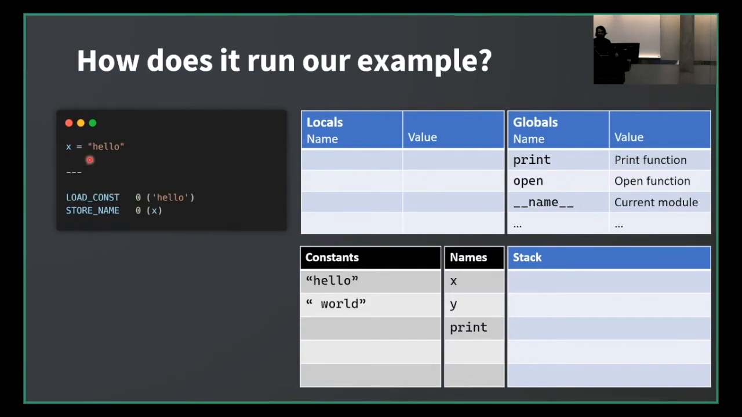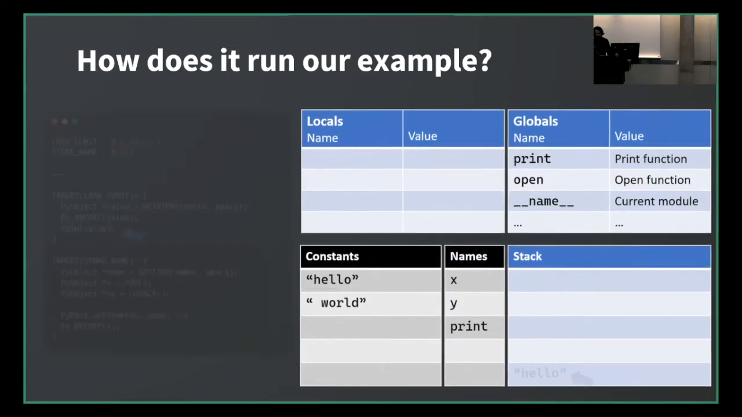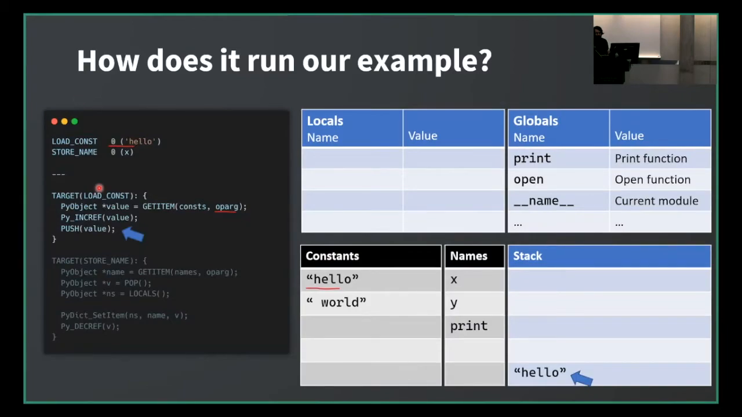So if we look at, for example, x equals hello, the instructions were a load const of hello and then a store name of x. First, we can look at what the load const instruction is doing in the interpreter. The argument to load const is 0, which means load the 0th constant. If we look at our constants table, the 0th argument is the string hello. Then it takes that value and pushes it onto the stack. So we take that hello from the constant table in the code, and then we push it onto the stack. Now our stack just has the string hello on it.